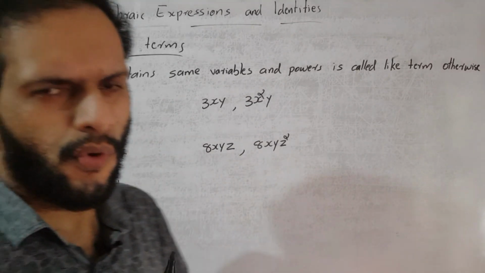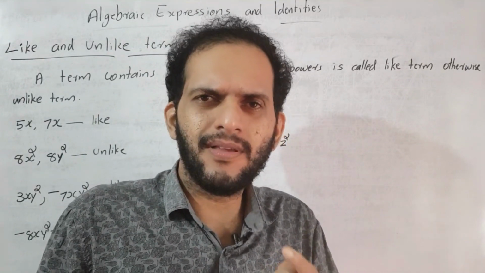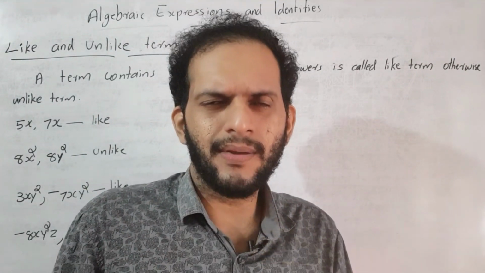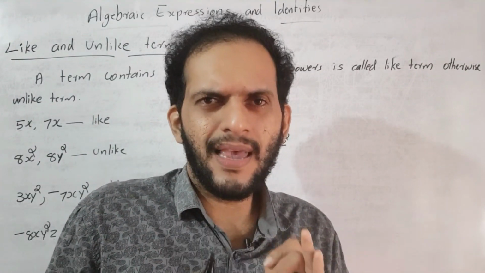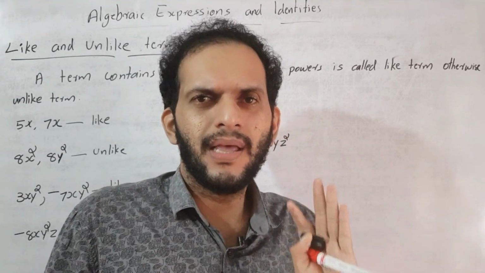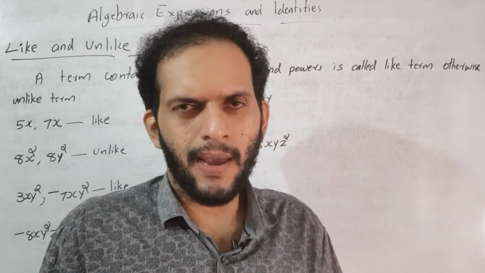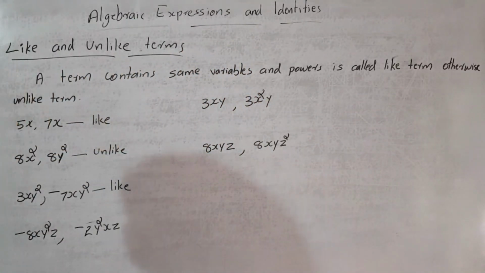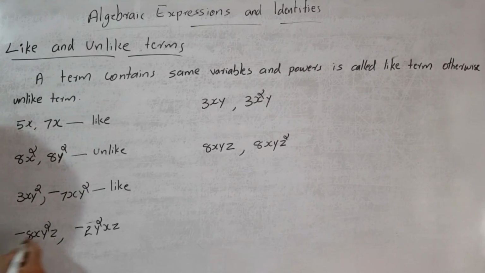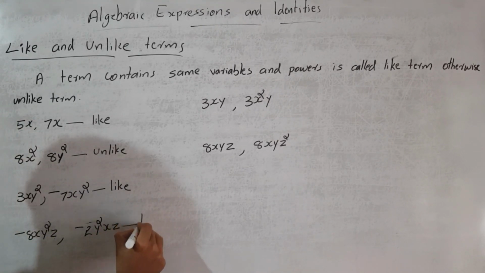What do we have there? The same variables with the same power. If we get the same variables with the same power, then the terms are like. Any order is not a problem. It is a multiplication, and we know that multiplication is commutative, so it is possible to multiply in any order. So this term is called like.